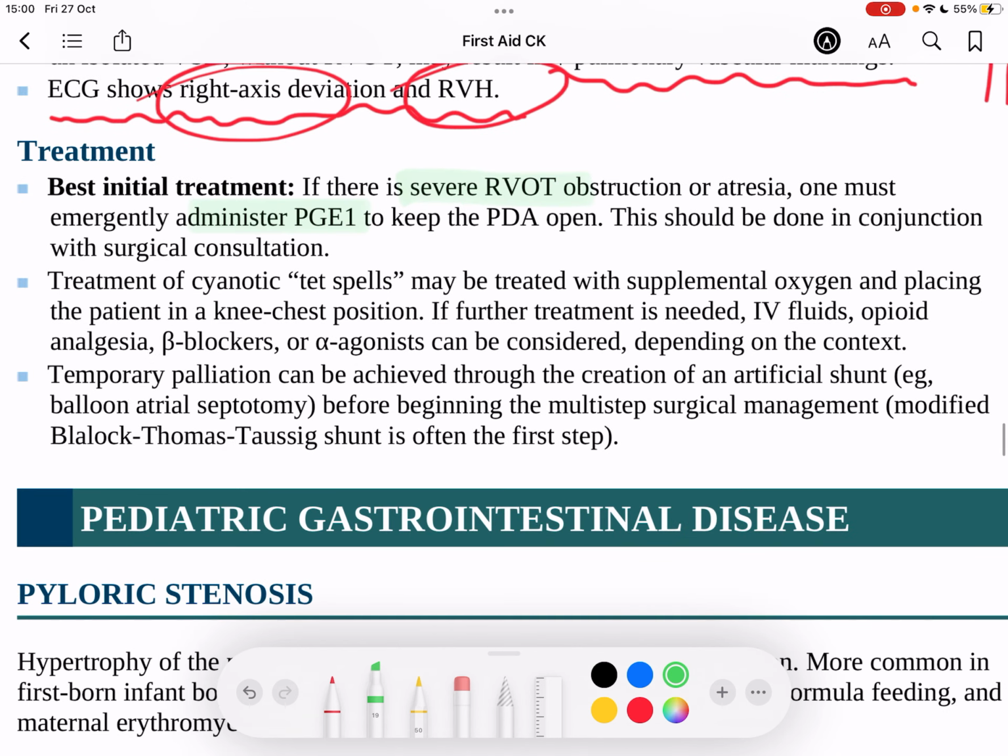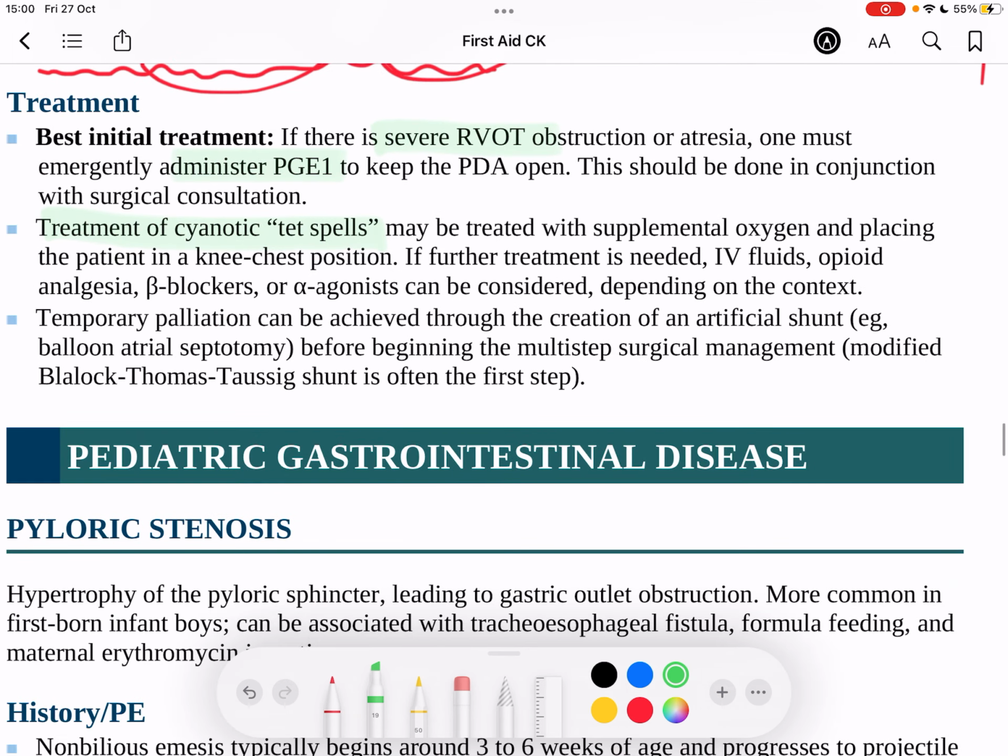A very high yield thing is to know how to treat the TET spells, okay? So those children that end up having spells of cyanosis when the pulmonary vascular resistance gets higher. We usually treat this with supplemental oxygen, okay? And also placing a patient in a knee chest position. This is going to increase my systemic vascular resistance and it's going to help reverse the shunt.